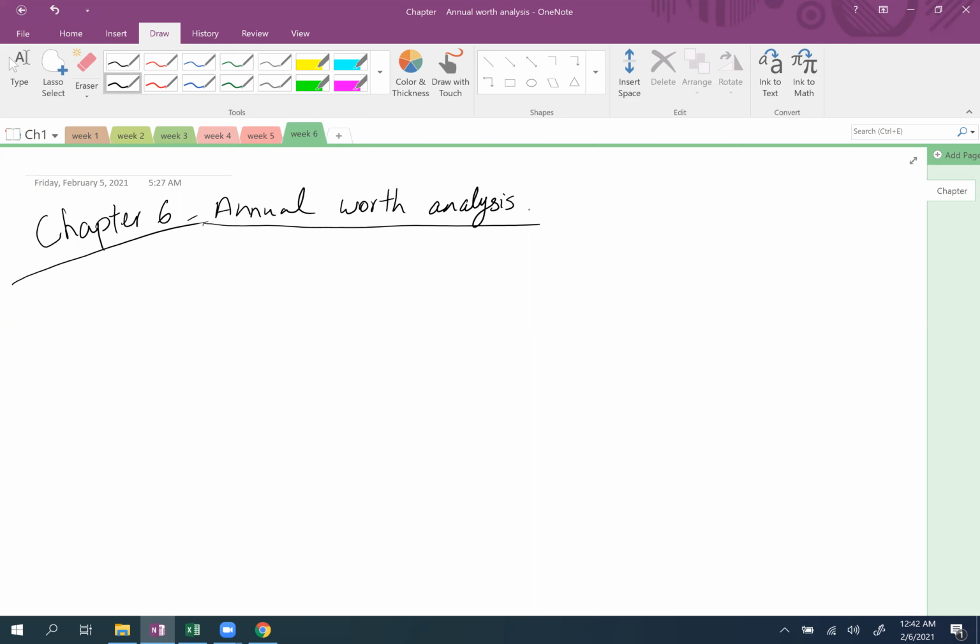So again, as you can see, you have learned this concept of annual worth analysis and how to convert your cash flows to equivalent annual worth in chapters 2 and 3. So in this chapter, we just learn how to compare different alternatives. But the nature of the work is something that you have done before. It's nothing new. So I just want to start with a very easy example that we had in the previous chapter.